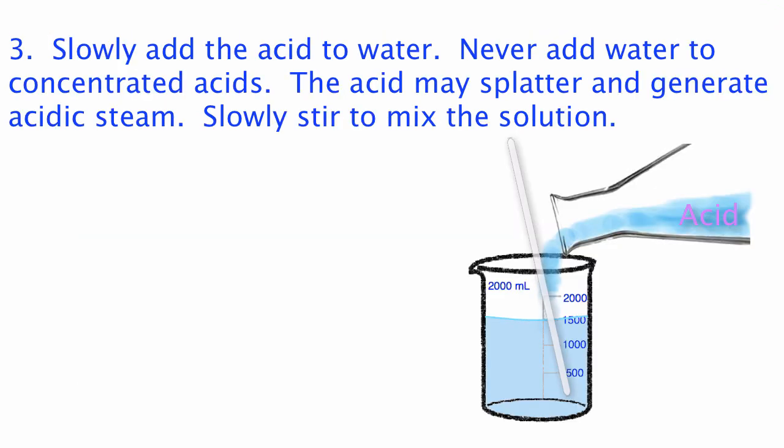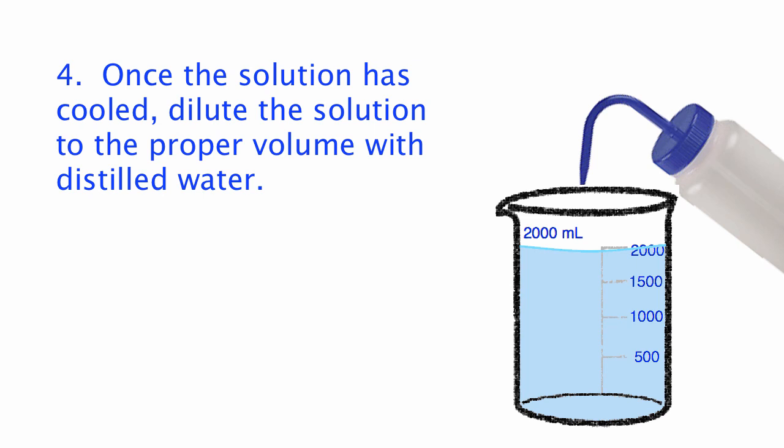Step 3. Slowly add the acid to the water. Never add water to concentrated acids. The acid may splatter and generate acidic steam. Slowly stir to mix the solution. Step number 4. Once the solution has cooled, dilute the solution to the proper volume with distilled water.